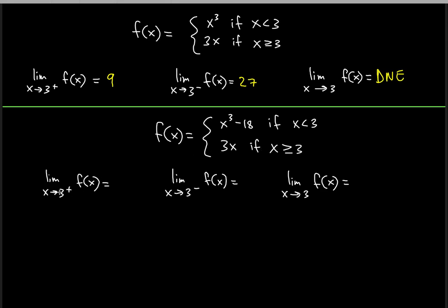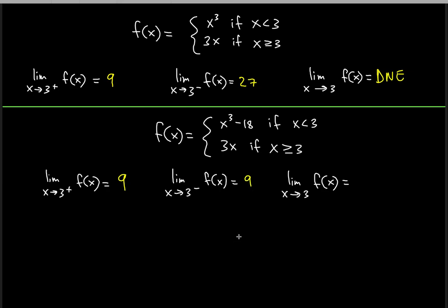So it's 3 times 3, that's the target value of the x, is equal to 9. That doesn't change. However, for the left-sided limit, we're going to be using the tweaked top piecewise function, x to the third minus 18, instead of x to the third. So we're going to be plugging in 3 into this x to the third minus 18. So that's going to be 27, as it was before, minus 18 this time. 27 minus 18 is 9.